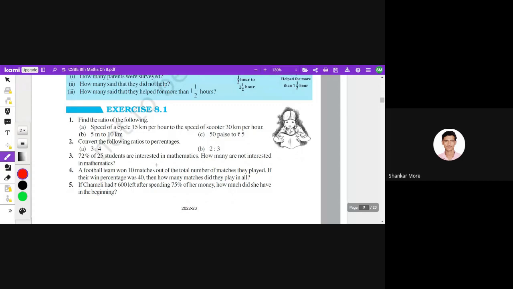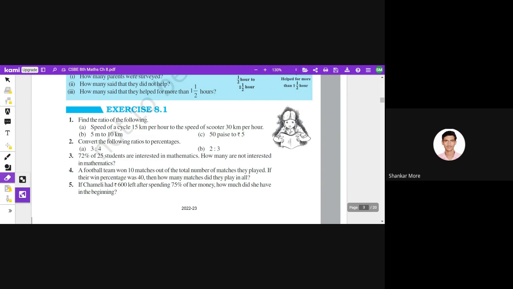Right. So exercise 8.1, find the ratio of the following. Speed of a cycle, 15 kilometers per hour, to the speed of a scooter, 30 kilometer per hour. So we have to find out the ratio of this. What is it going to be? It's not 1:5 for the previous example, Shlok. It has to be 2:5, right? 2:5 or 0.40.